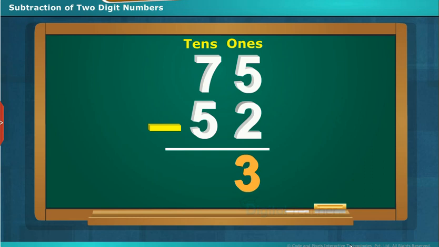Now, we have to subtract the numbers in tens place. Here, we get the number 2 by subtracting the 5 from 7. In the same way, we should write the number 2 under tens column. Therefore, the final answer of 75 minus 52 is equal to 23.